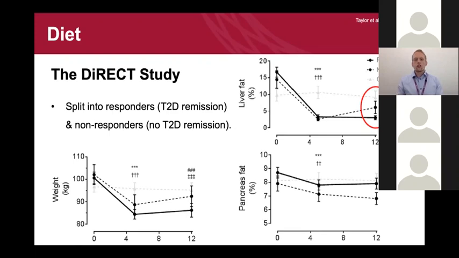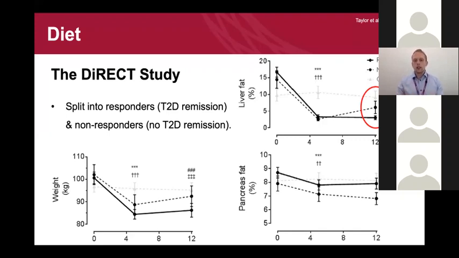But what I want to draw your attention to really is the changes in liver fat after 12 months. And what you can see in the non-responders, so those who didn't achieve type 2 diabetes remission, actually their liver fat rebounded in the weight maintenance phase, and they actually went above that 5.5% threshold, so effectively regained NAFLD. And what the authors found was that the regain in liver fat was directly proportional to the amount of weight that they regained over the 12 months. So what this shows quite nicely is that changes in weight are quite closely related to changes in liver fat.